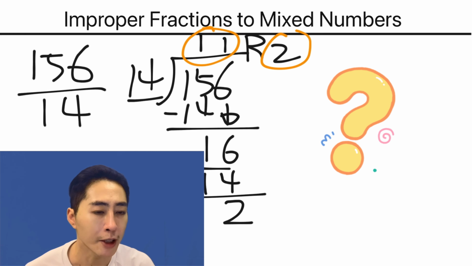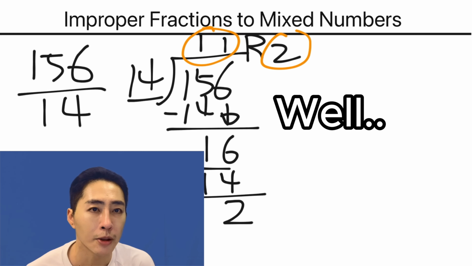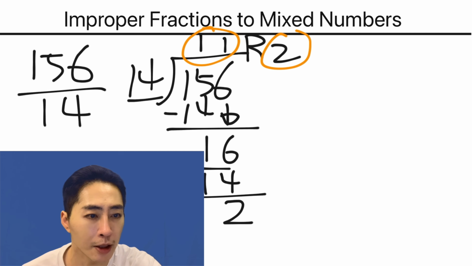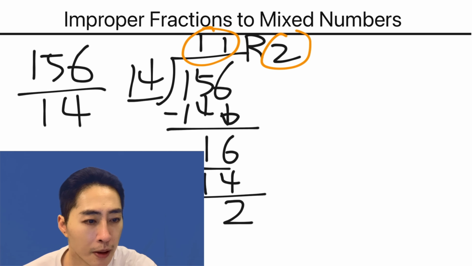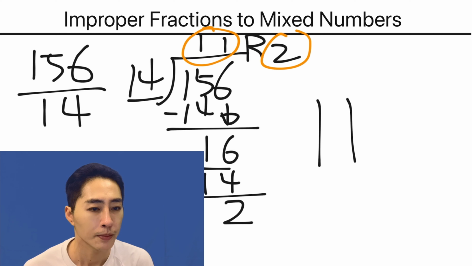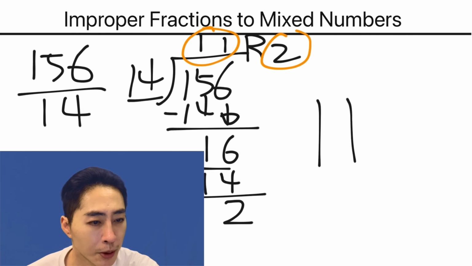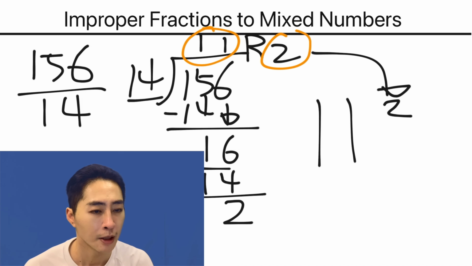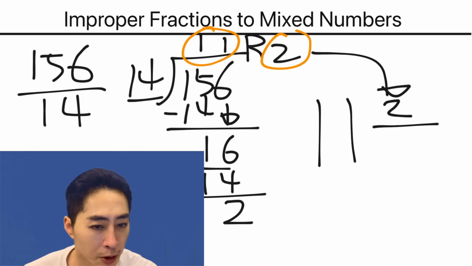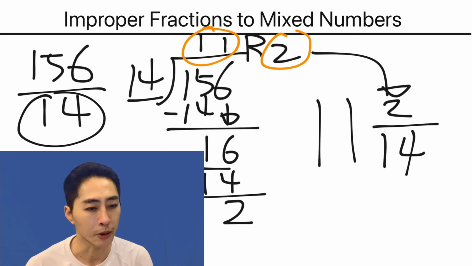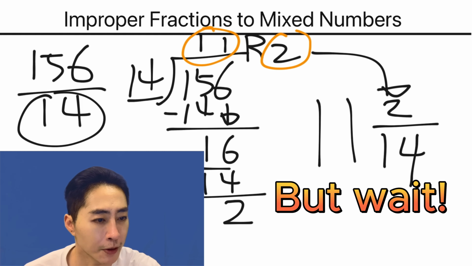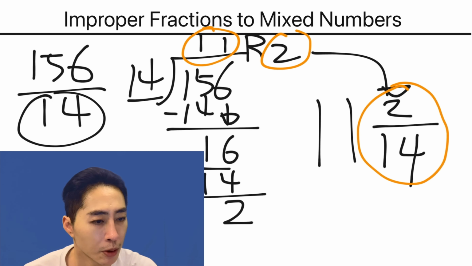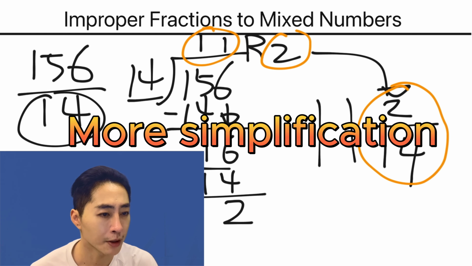So how will we write that as a mixed number? Since we have 11, we're going to write 11 out like so. And then we have the 2 as the remainder, so the 2 will be in the numerator. And the denominator will remain the same, 14. Like so. But wait, as we can see from the fraction portion, 2 over 14 could be further simplified.